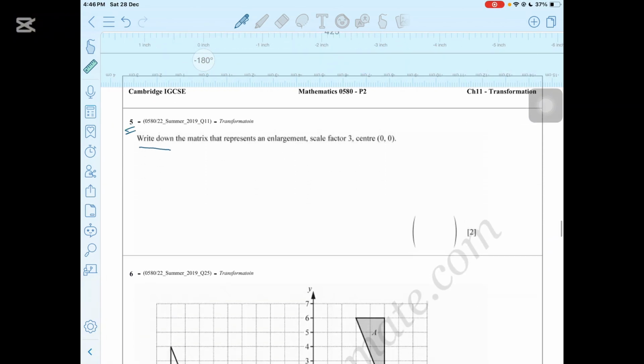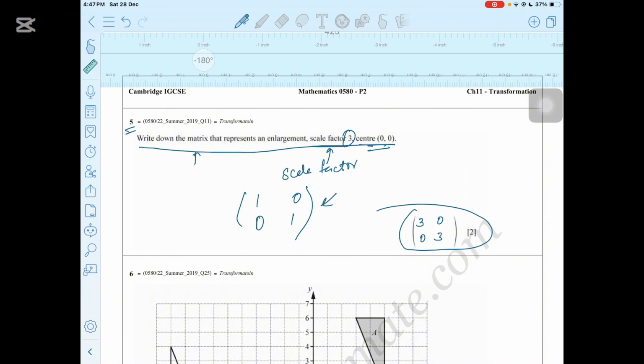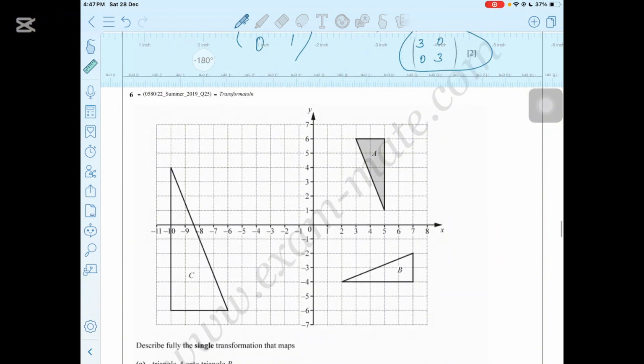We have question number 5. Write the matrix that represents an enlargement with scale factor 3 and center 0 0. Right before this, I explained the transformation matrix of the enlargement with scale factor 1. So this is an enlargement with scale factor 1 and center 0. For it to be a scale factor of 3, we simply multiply the 1 by 3, right? So this is the scale factor multiplied, final answer.